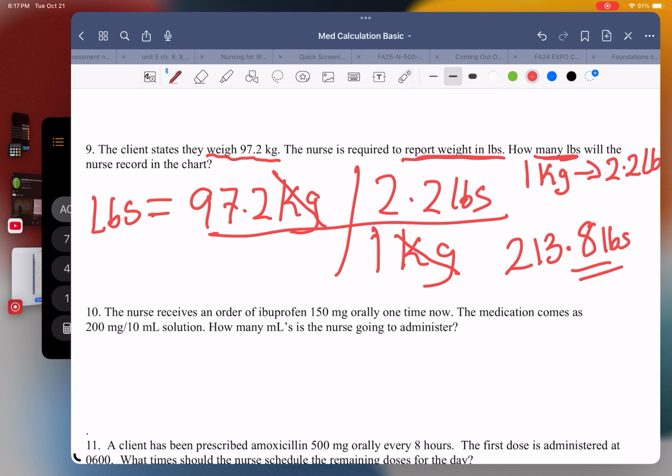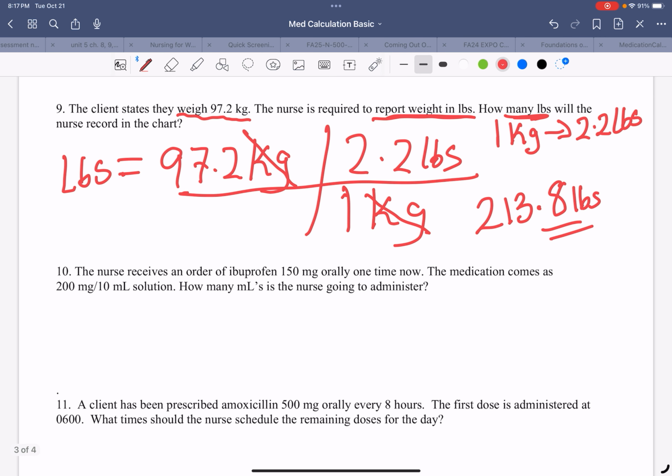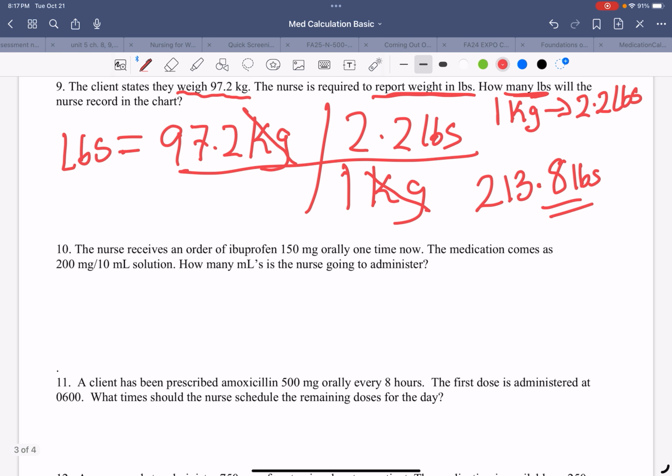All right, let's keep moving along. One of the best ways as you watch me do this is to pause before I start explaining each question. All right, let's go to question 10. The nurse received an order for ibuprofen 150 milligrams orally one time now. The medication comes as 200 milligrams per 10 milliliters solution. How many milliliters is the nurse going to administer?